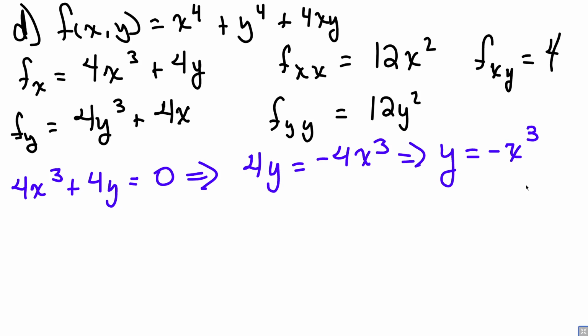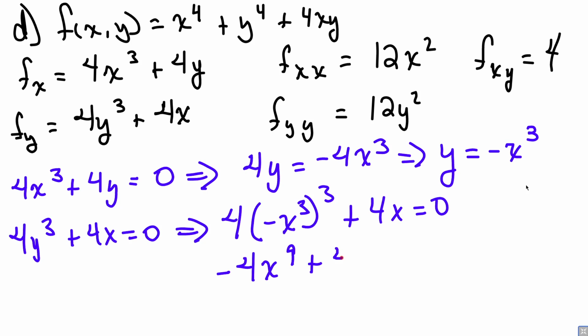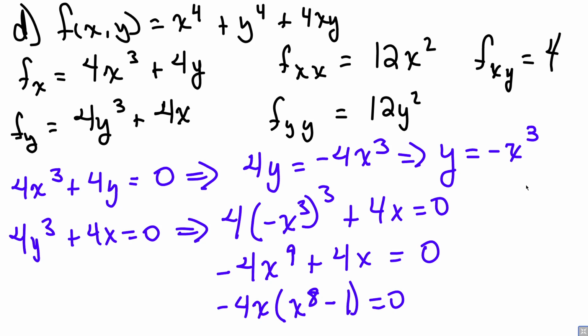Now for the other equation, I have 4y cubed plus 4x is equal to 0. But I know what y is equal to, so I have 4 times negative x cubed, cubed, plus 4x is equal to 0. Essentially, I have negative 4x to the 9th plus 4x is equal to 0. I can factor out a 4x, and I'm left with x to the 8th minus 1 is equal to 0.